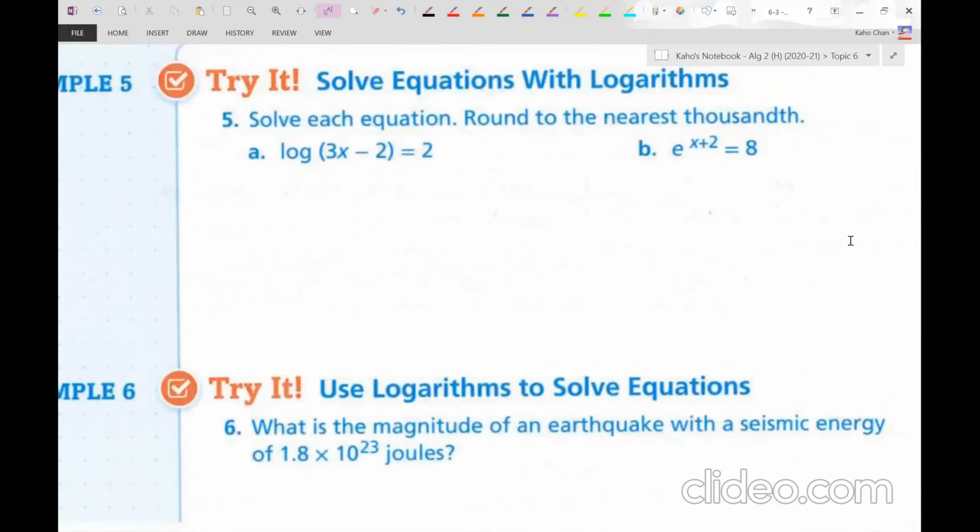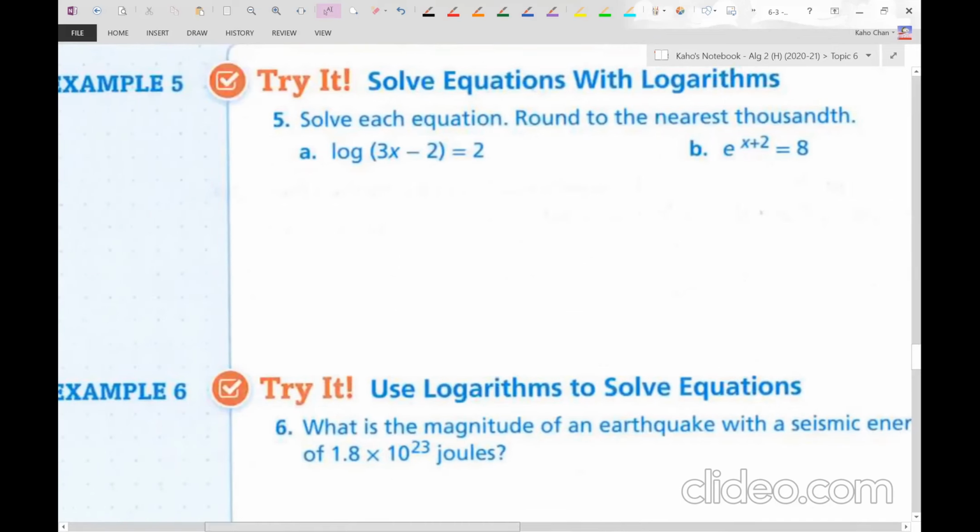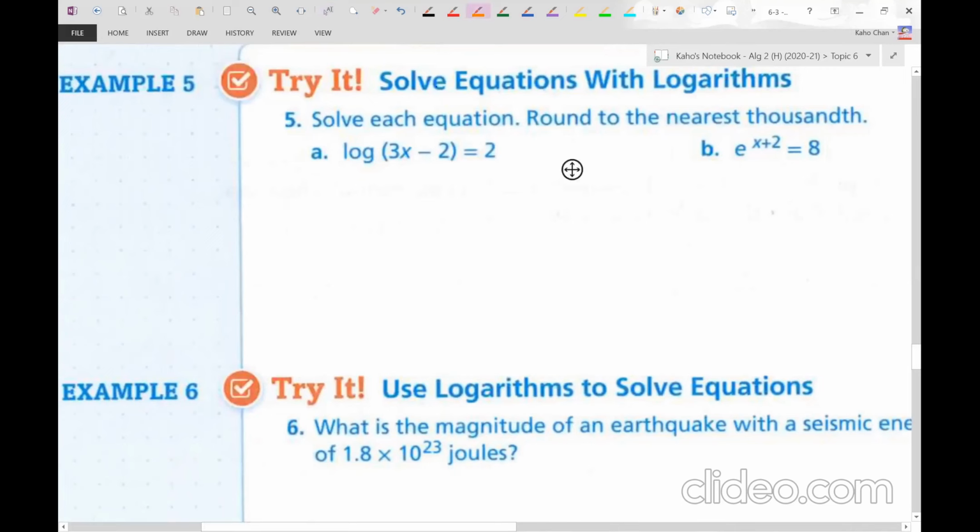All right, let's take a look at number 5a. We have logarithms. We want to convert to exponentials. Let's do that. In this case, the base, what's missing here? The base is a 10. Let's go and convert. 10 to the power of 2 equals, boom, the argument, 3x minus 2. Look at that. That is so easy now after converting from log to exponential form. Well, we know what 10 squared is, and that's 100.